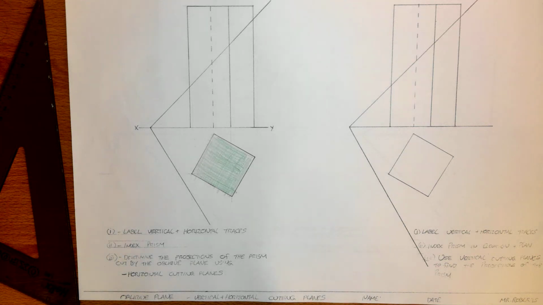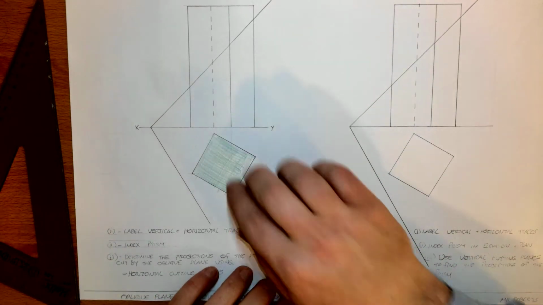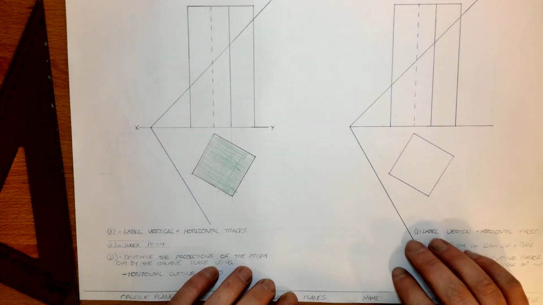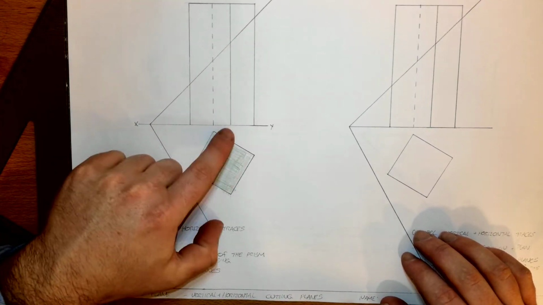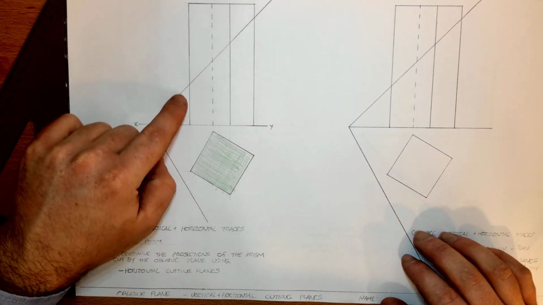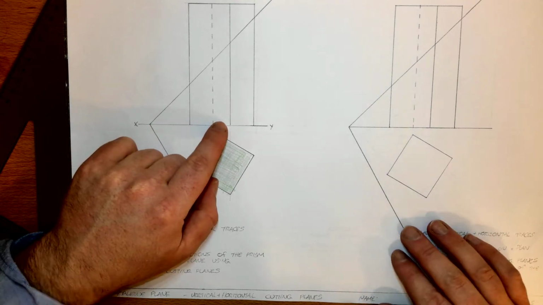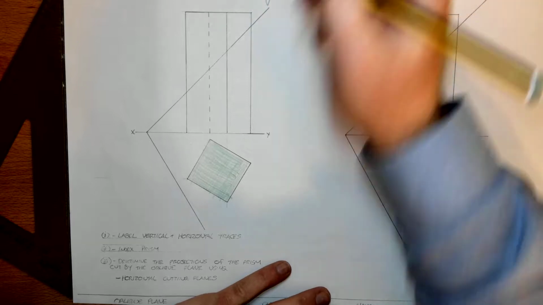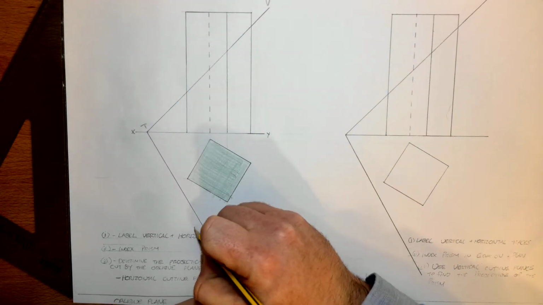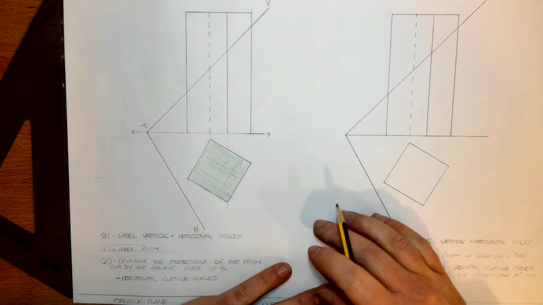Okay, so this video is on determining the true shape, or determining the projections of an object that has been cut by an oblique plane. So let's first of all analyze this object. It's a square base prism that is upright, so it's at 90 degrees to the ground, or our XY line in elevation. We can see the vertical and horizontal traces, so we have the vertical trace and we have the horizontal trace in plan.